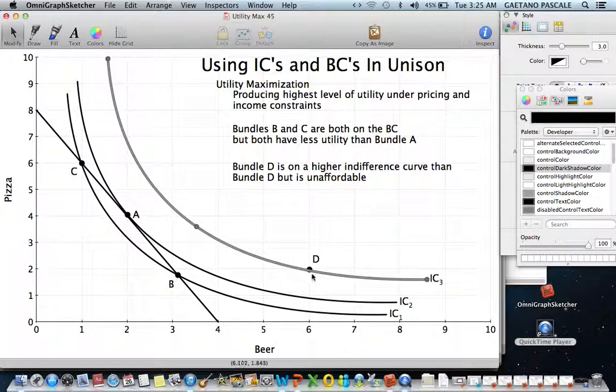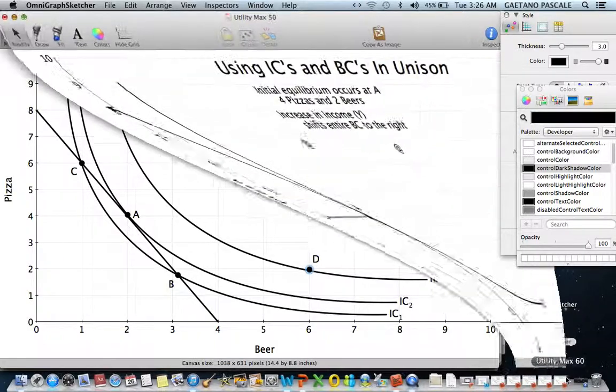Now let's take a look at point D. Point D is unaffordable. That's the thing you need to know about it. Point D is to the right of the budget constraint. Anything that is to the right of the budget constraint is unaffordable.